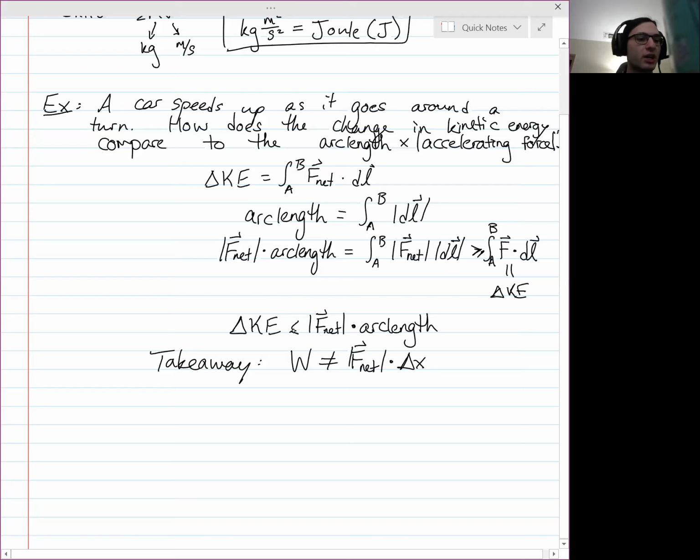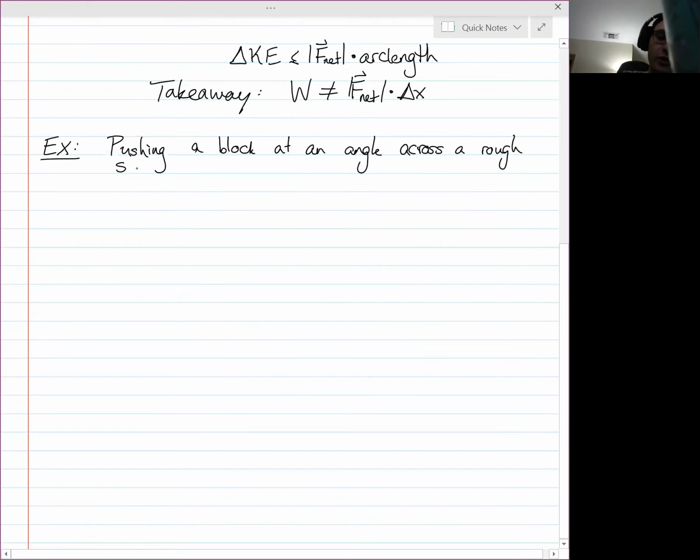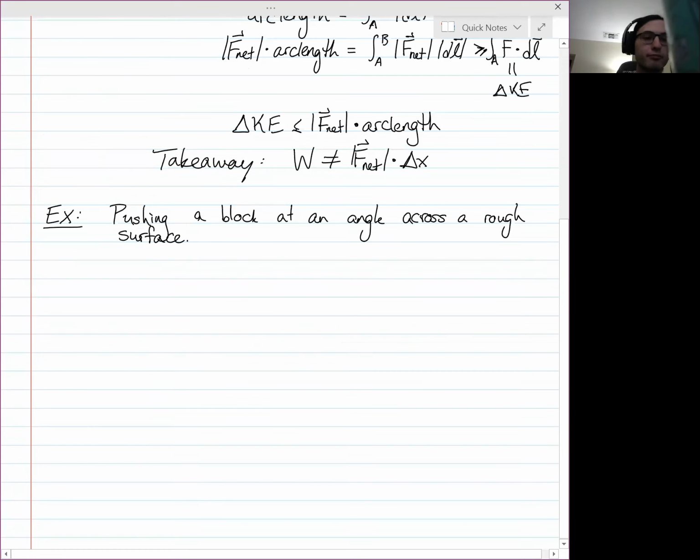So let me do an explicit example. Pushing a block at an angle across a rough surface. So there are going to be variables in there, but it's an explicit example, and you can just plug in the numbers at the end if you want.